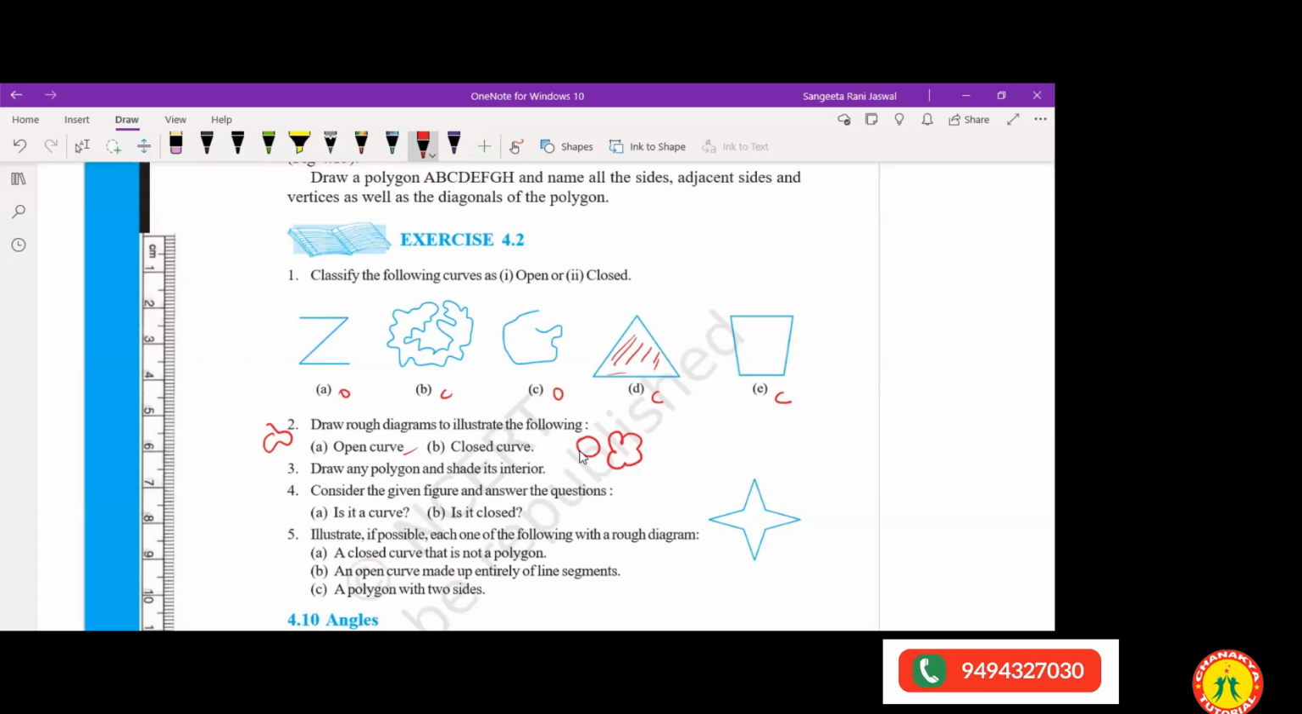Yes, you can all show me your work. Put on your videos and show me your work. Your video is not visible, Charvik. Okay, good. Others? Ma'am, what should we do? Draw any polygon and shade its interior. Do it and show me.